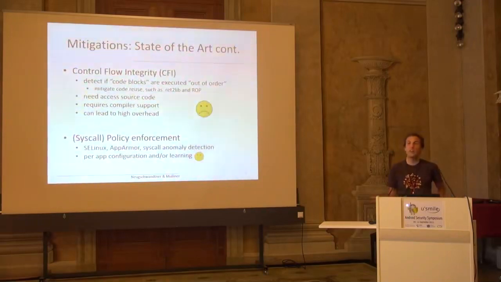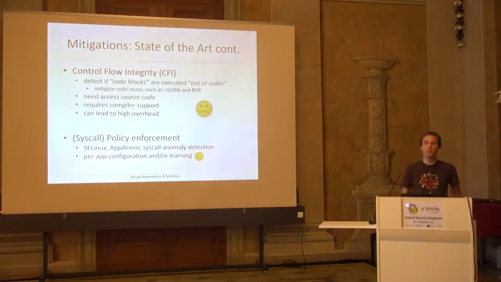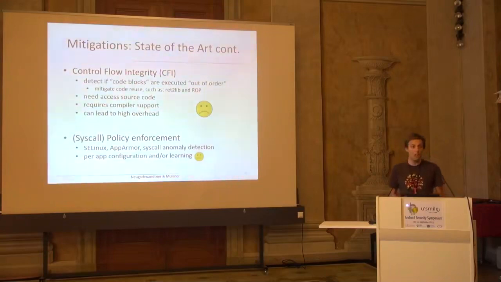We've also had control flow integrity mentioned in the talk before, which basically detects whether code blocks are executed out of order to mitigate code reuse attacks. But in order to work efficiently, it either requires access to source code or compiler support, and in other cases it leads to really high overhead. Then, from a very different angle, there's system call or policy enforcement. There are methods like SELinux and AppArmor or system call anomaly detection, but they usually require a per-app configuration or need to learn what the application is doing.